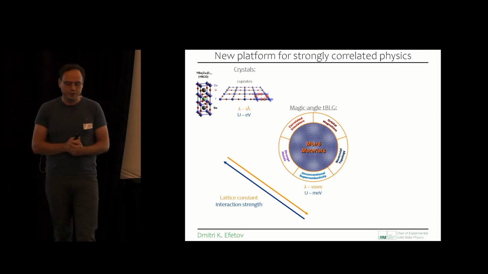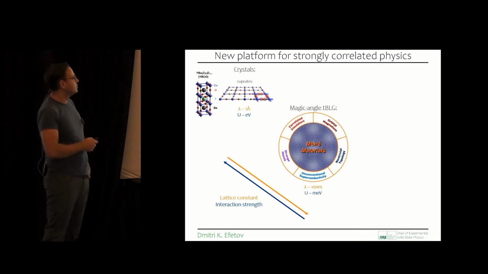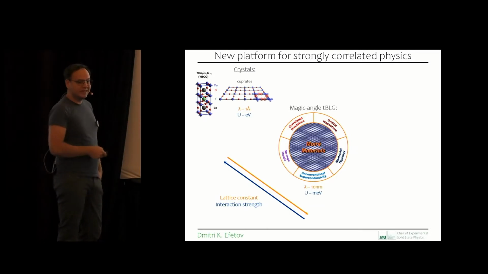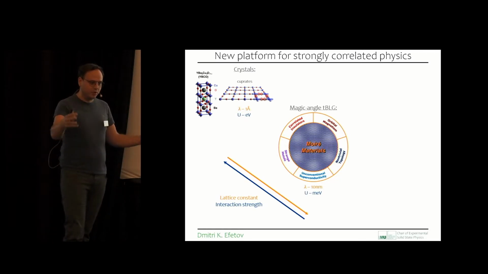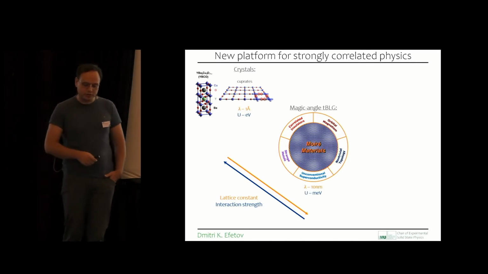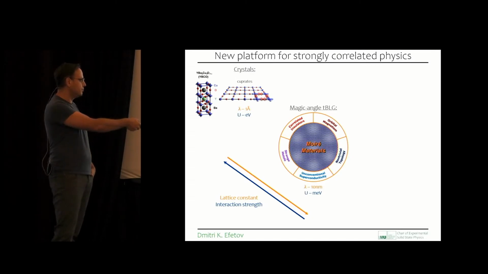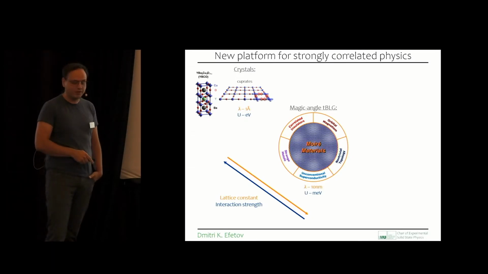is eV. So here, contrasting this with magic angle graphene, really our moiré lattice site is in the order of tens of nanometers. So this is really one or two orders of magnitude larger lattice site. And of course, then the interaction energy is smaller. It's in the order of meV.